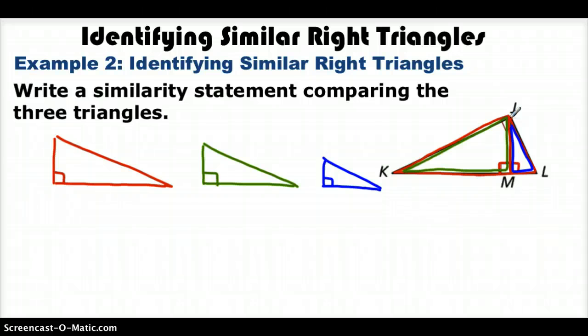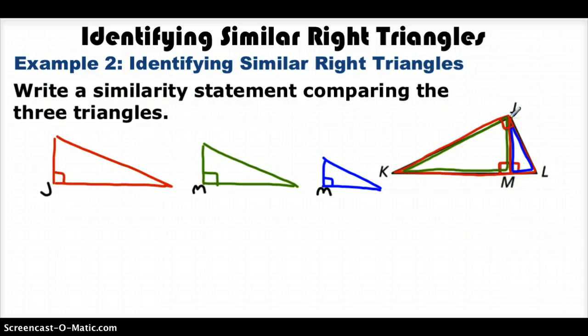But the first step that's helpful for me is just finding the right angle. For my red triangle, the biggest triangle, my right angle, which is sort of hidden now, is actually angle J. I'm going to write that in here for my bigger triangle. For my green triangle, I know that my right angle is M, so I'll put that right here. And for my blue triangle, my right angle is also M. So we're good to go there.